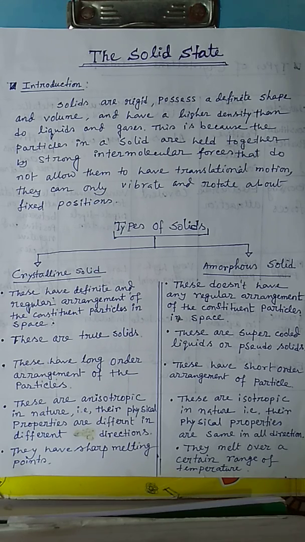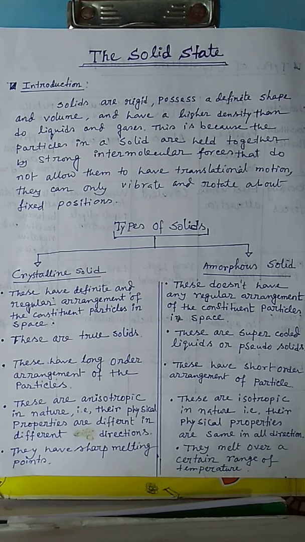Second point, crystalline solids are true solids because they have a regular arrangement of constituent particles, while amorphous solids are sometimes called supercooled liquids or pseudo solids. This is because amorphous solids do not have any regular arrangement of constituent particles. Third point, crystalline solids have long-range order of arrangement of the constituent particles, while amorphous solids have short-range order arrangement of constituent particles.